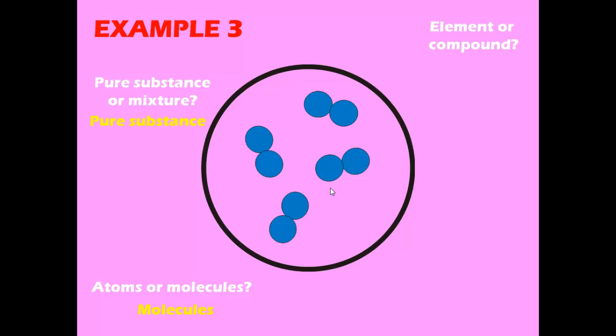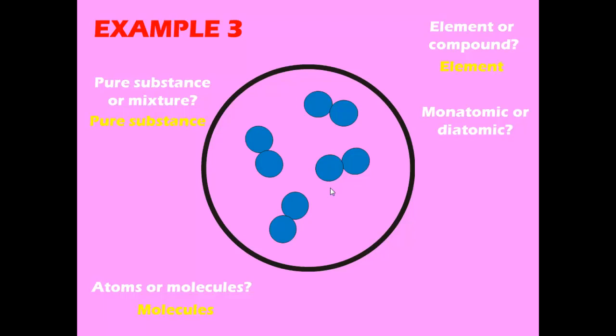The one thing I notice about this sample is I see blue, all blue, over and over and over again. And I want you to remember the definition of an element. An element is a substance composed of one type of atom. This is one type of atom. This is an element.